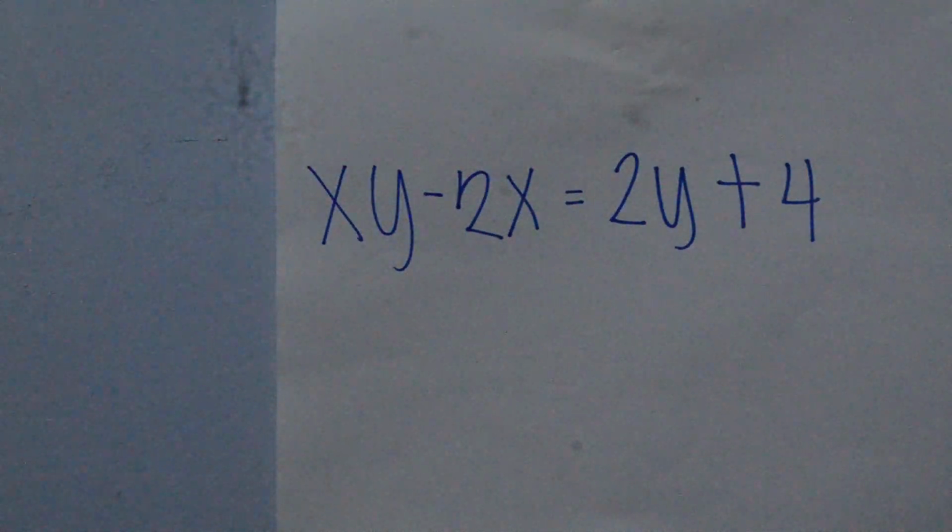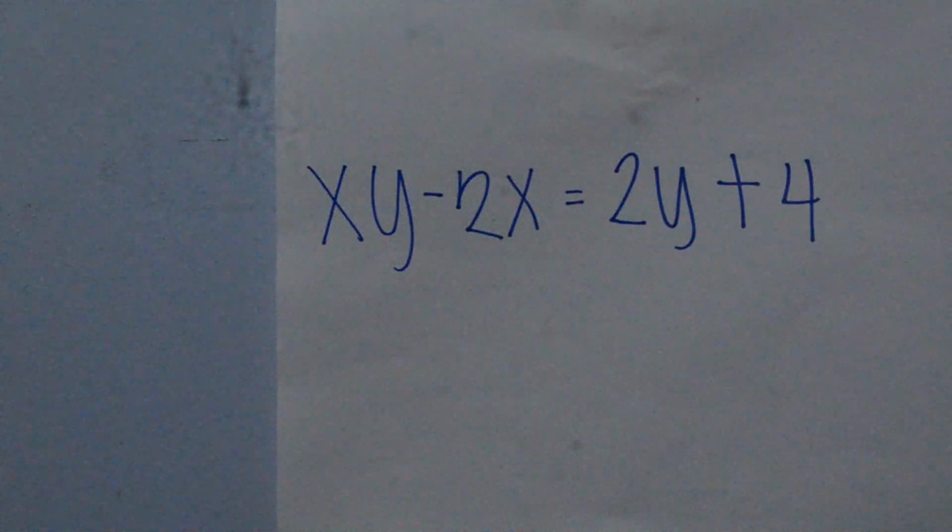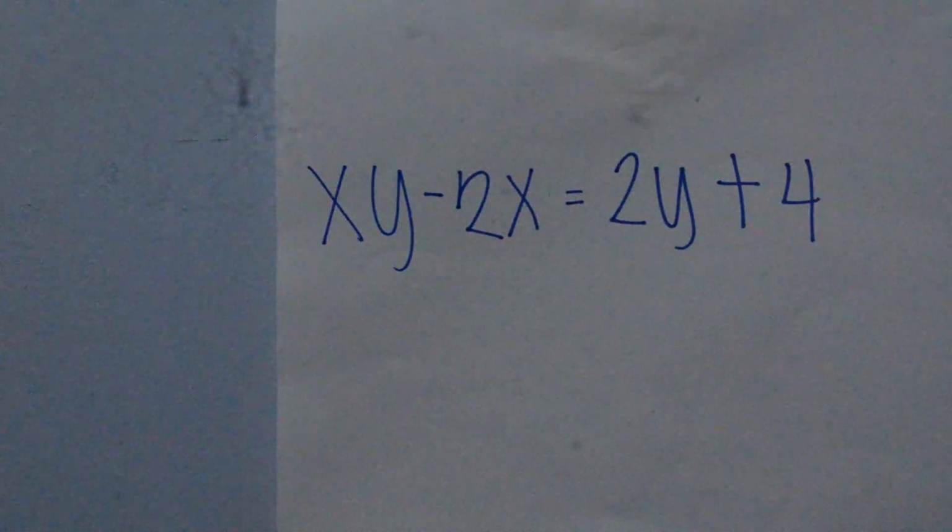Since we're finding our range, which is the y variable, we're going to eliminate our x variable. To do this, we factor xy minus 2x. Factoring both, it's going to be y times x minus 2 equals 2x plus 4. So now we need to disregard x minus 2. We have to cancel x minus 2 out, so we multiply both sides by x minus 2.